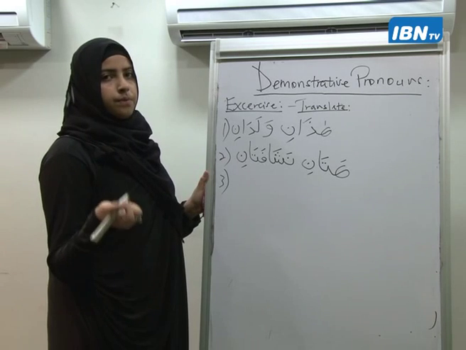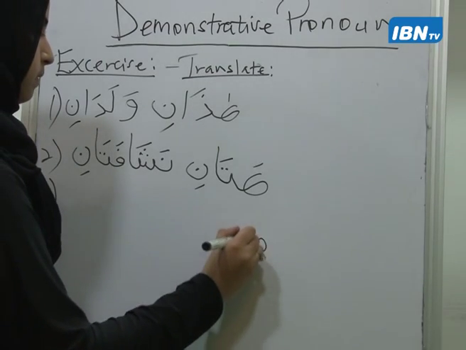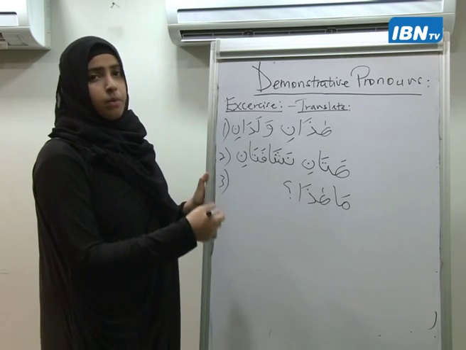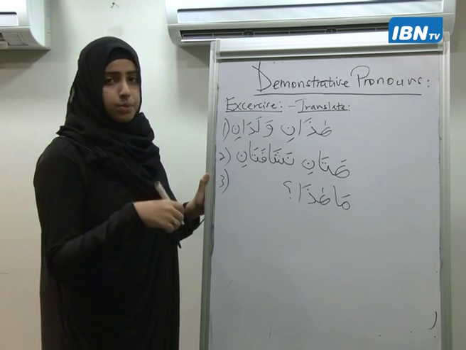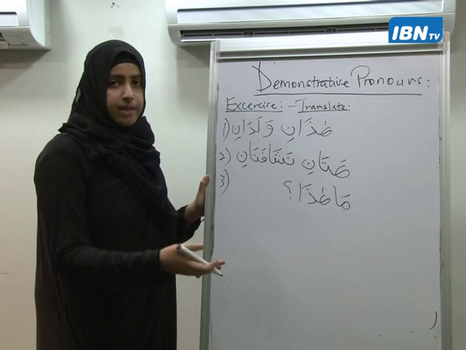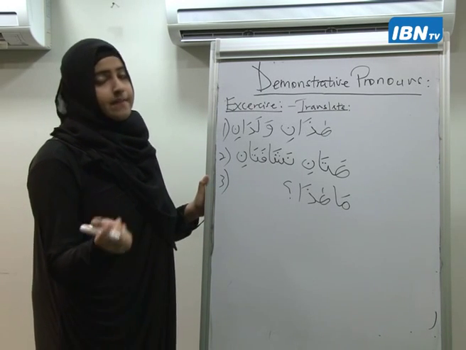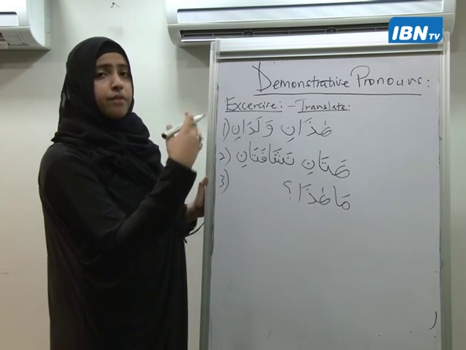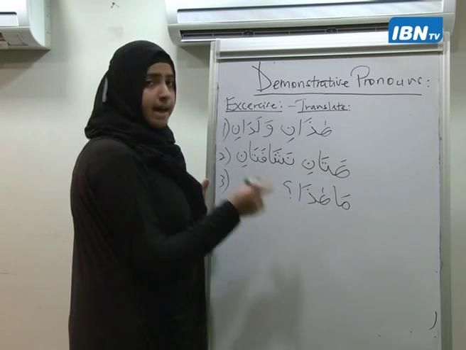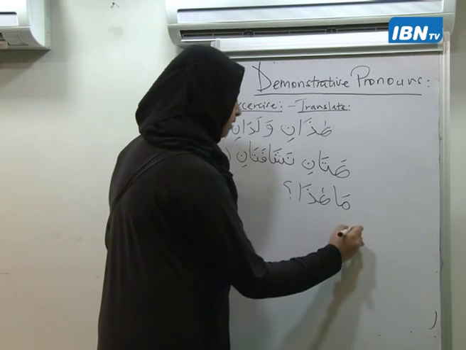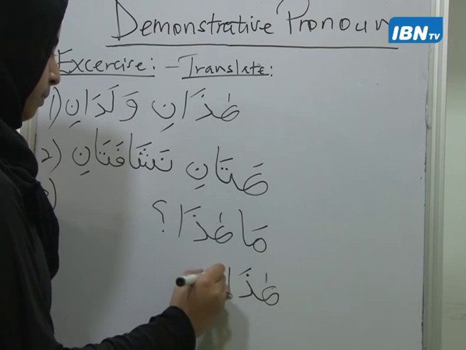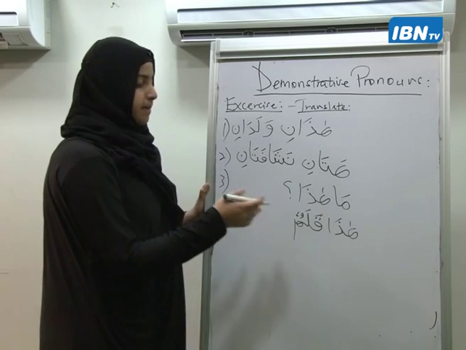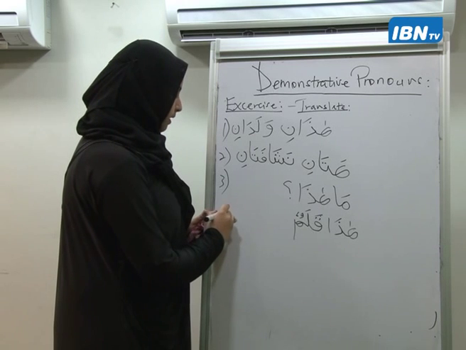What if I ask you ma hadha? Ma hadha meaning what is this? What am I holding? A pen. So how will you reply? You will say hadha qalamun. Will you say hadhihi qalamun? That is completely wrong. Why? Because qalamun is masculine, and we had done the demonstrative pronoun for the masculine will be hadha. So ma hadha? Hadha qalamun, which means this is a pen.